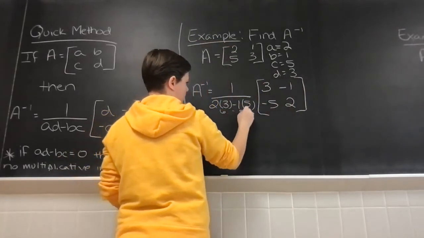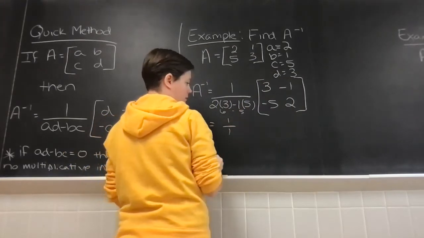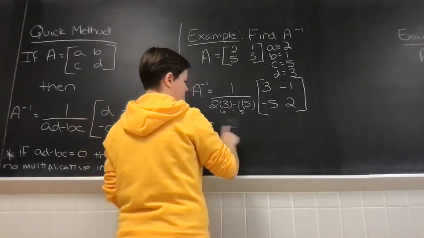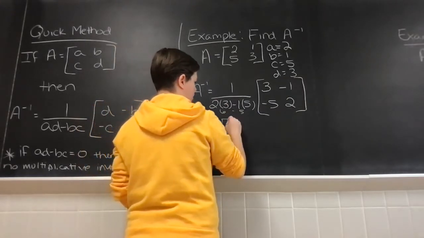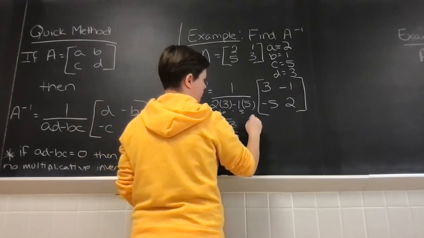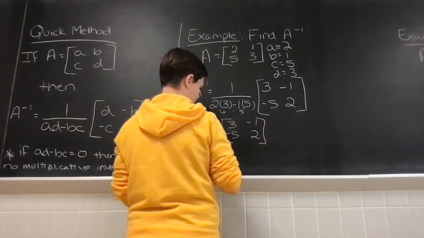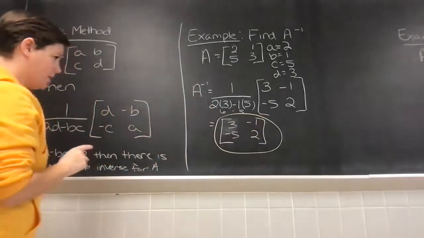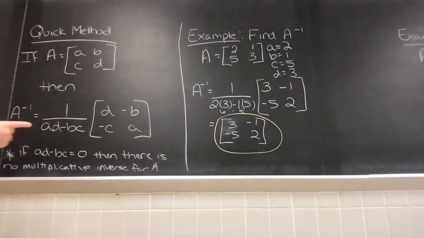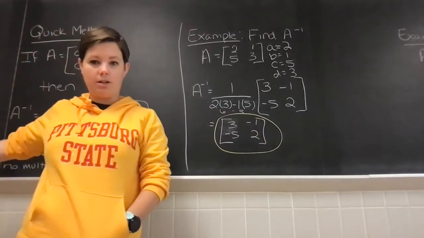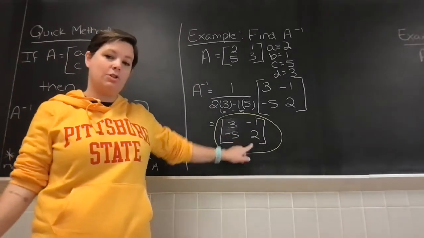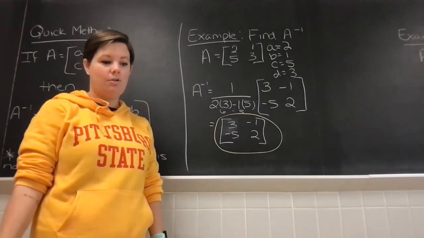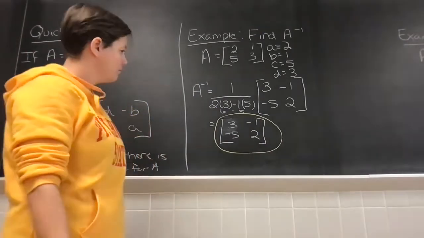Well, this is 6 minus 5, which is 1 over 1. Well, what is 1 over 1? 1. So that simply means that our inverse matrix is this one, which we just found to be true using the long method. This is the exact same answer we just got using the long method, only this is the quick method. And hopefully you can see it's a lot quicker.